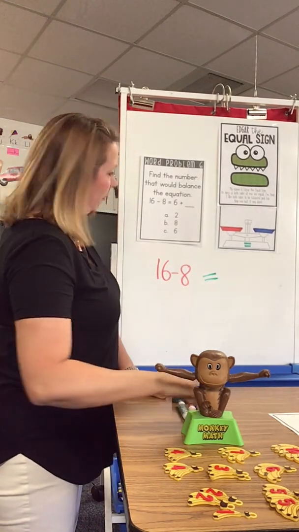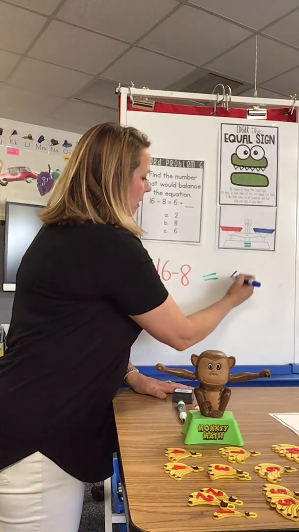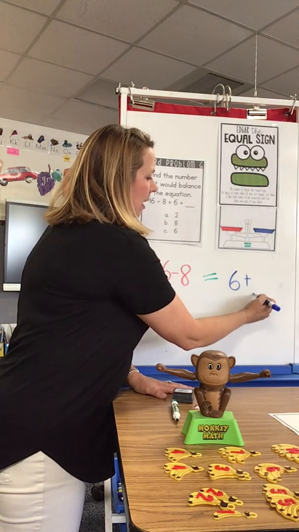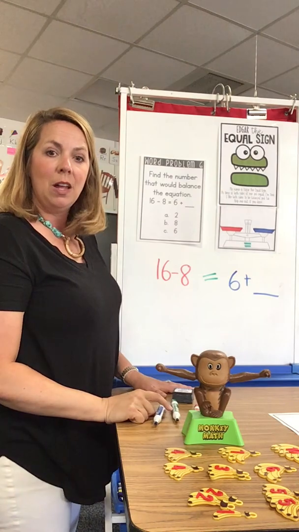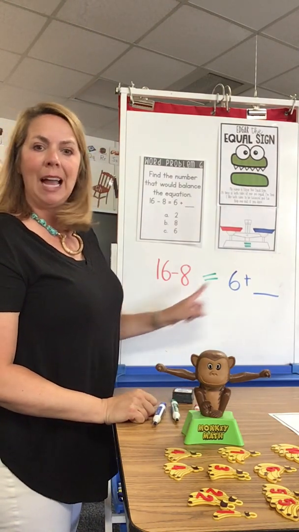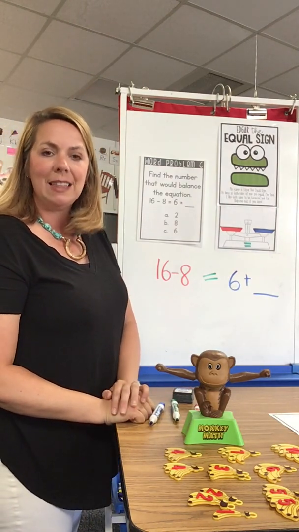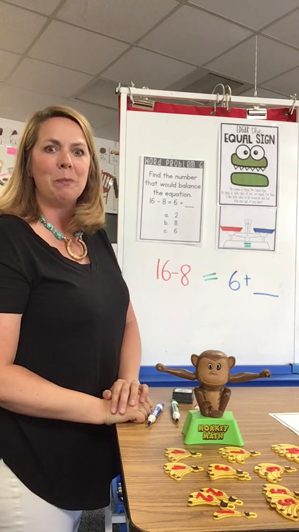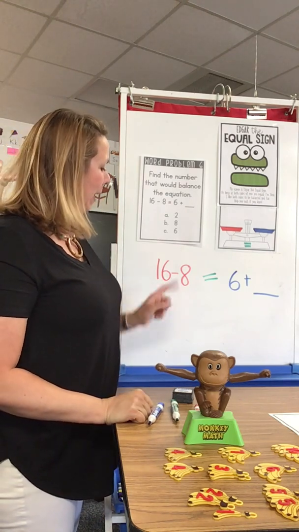equals 6 plus what? 6 plus a missing number. Remember, if one number is missing, I'm going to always start by solving the side of the equation that has both pieces. 16 minus 8.